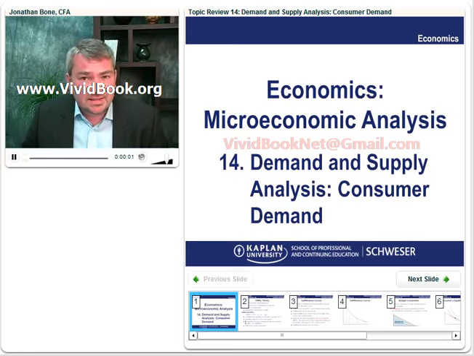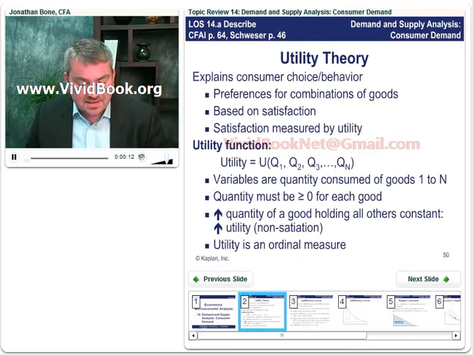Okay, our next reading is a short reading on demand and supply analysis, focusing on consumer demand. Really, it's a reading about utility and indifference curves. Okay, our first LOS is describe utility theory.